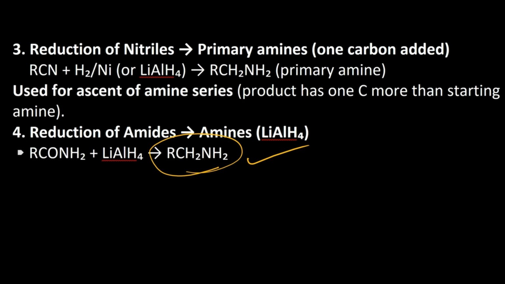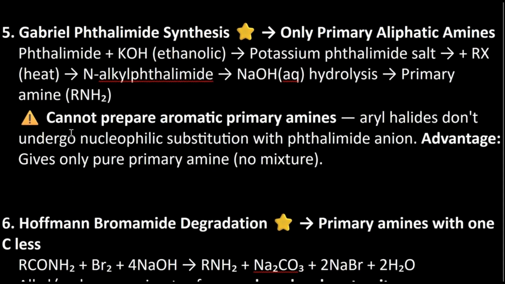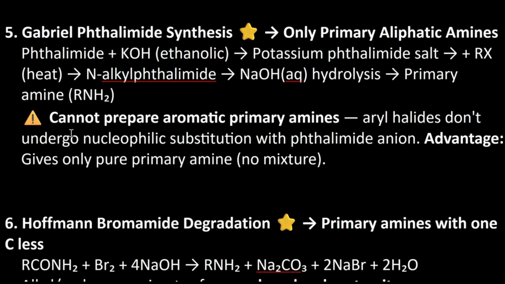And then another interesting method to prepare amines, that is Gabriel phthalimide synthesis. This method is particularly for primary aliphatic amines only. We take phthalimide and add the base KOH, which will give you potassium phthalimide salt. After that, we add RX to get that particular R-related amine. This is for primary aliphatic amines only. We can't use it for aromatic primary amines.